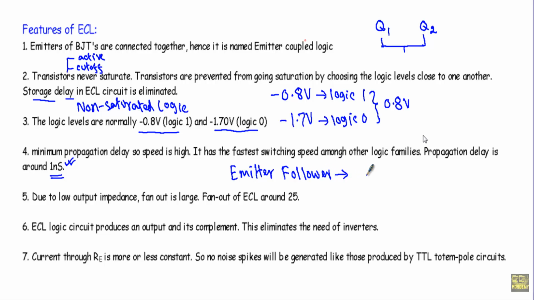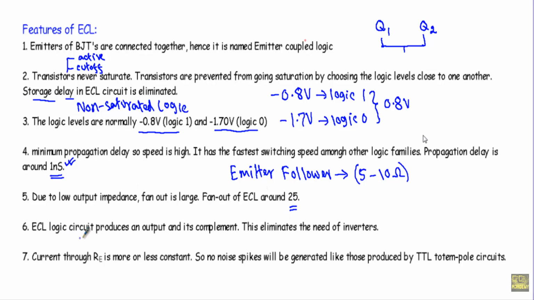And in case of emitter follower circuit, it provides very low output impedance, usually in the range of 5 to 10 ohm. As the output impedance will be low, so fan out will be large, and fan out is 25. That means our ECL logic circuit can drive total 25 similar ECL logic gates.